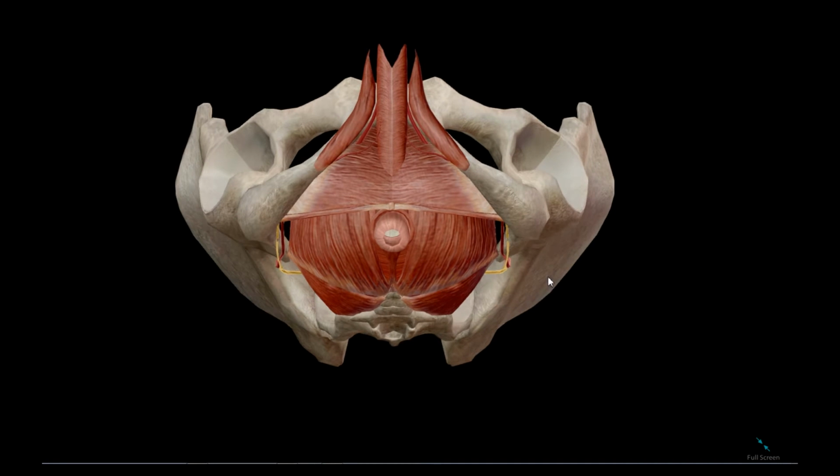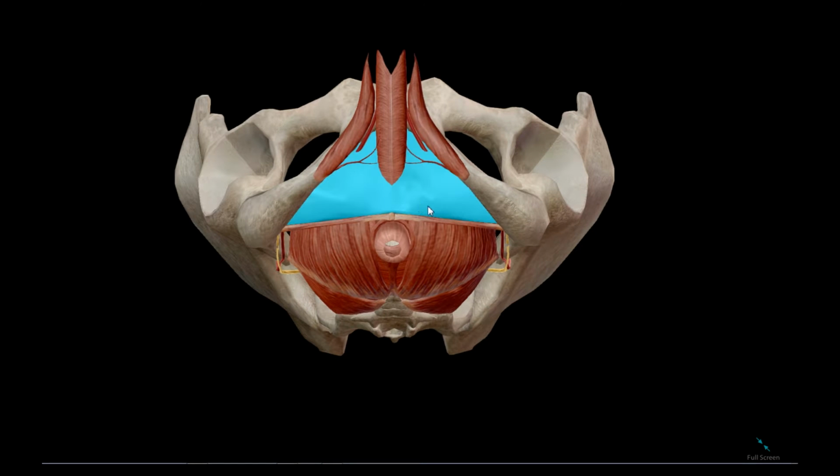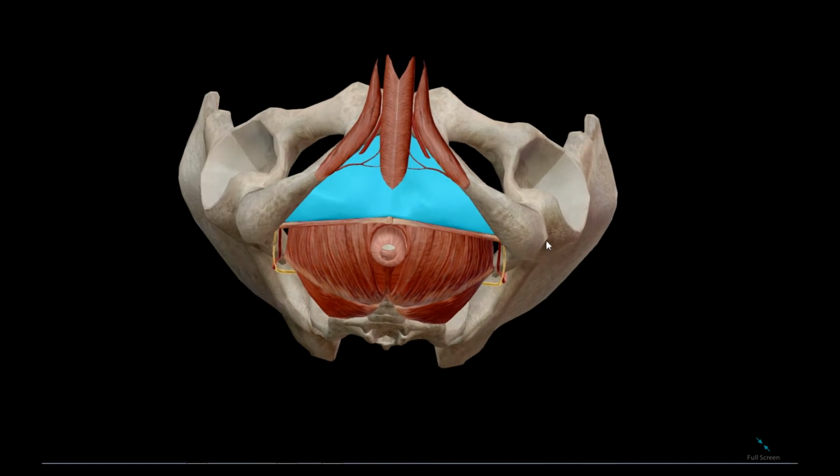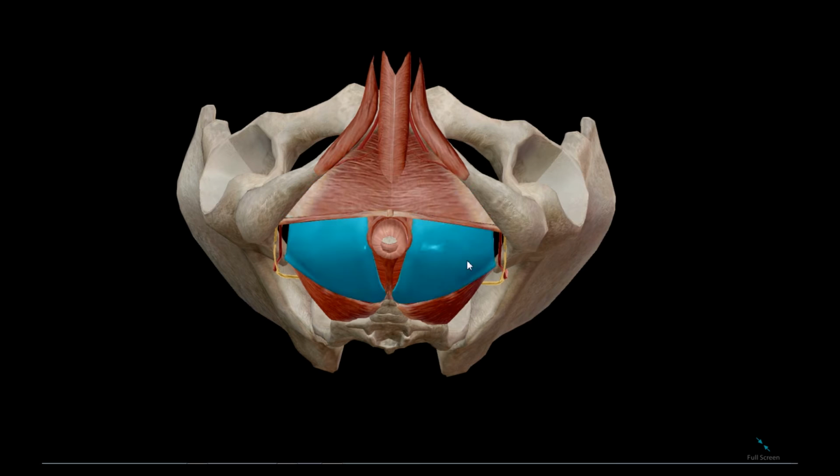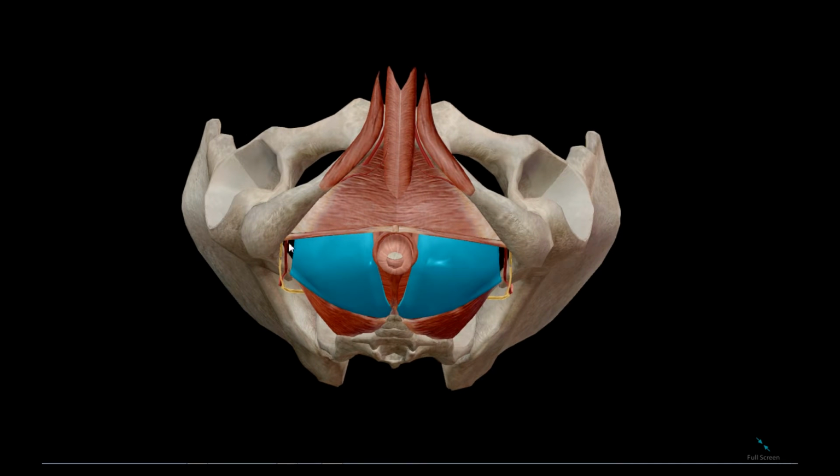Taking a look at the perineum, this section of the perineum is the urogenital triangle. This is the anal triangle. Surrounding the anal canal is a space that's occupied by adipose tissue, and it's called the ischioanal fossa.